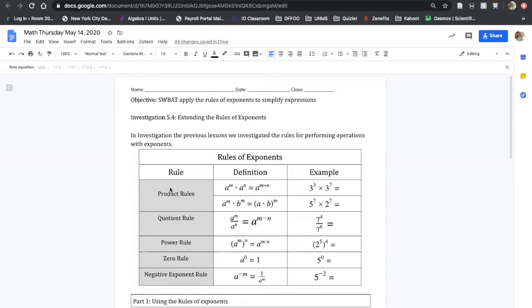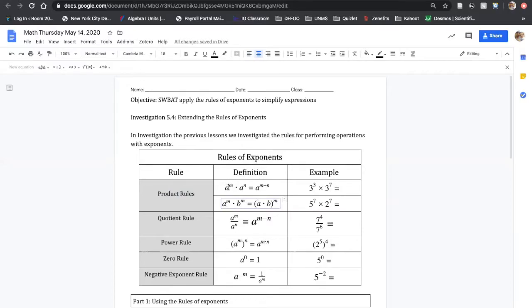So just a quick review. What I have listed here are all of the rules that we've learned so far. Product rules, there were actually two product rules, one for when the bases are the same and the exponents are different, and the reverse case when the exponents are the same and the bases are different. This definition side over here, just think about that like a rule. It's like a recipe telling you what to do.